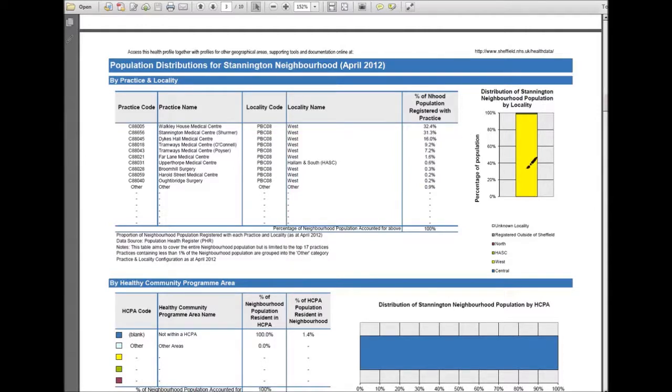So the GP practices in Sheffield are broken down into 4 localities: North, West, Hask and Central, and almost all of the Stannington population are attending practices in the West locality. This is mostly of use to the GP locality managers.